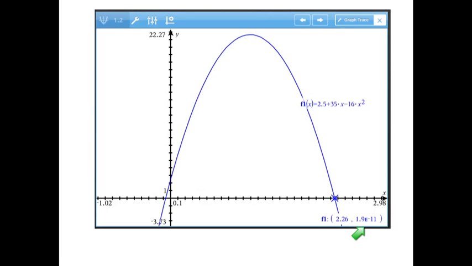The calculator uses 1.9 times 10 to the negative 11th, which is a number so tiny, might as well be 0. I really wish that this app would just use 0 there instead of a teeny tiny number that's very close to 0, but you can't have everything. So 2.26 is one of the zeros. We saw that the first one was negative. If each tick mark on this scale is 0.1, then that's very believable that that x-intercept there is negative 0.07.